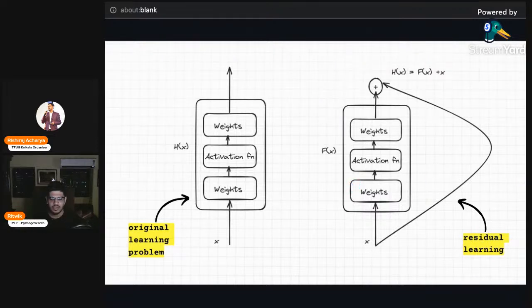Okay, and this is what the authors propose, that if you learn this residual, the gap between the desired output and the input, then you will be able to learn at a much faster rate than before. This is what the crux of the entire deep residual learning paper is.